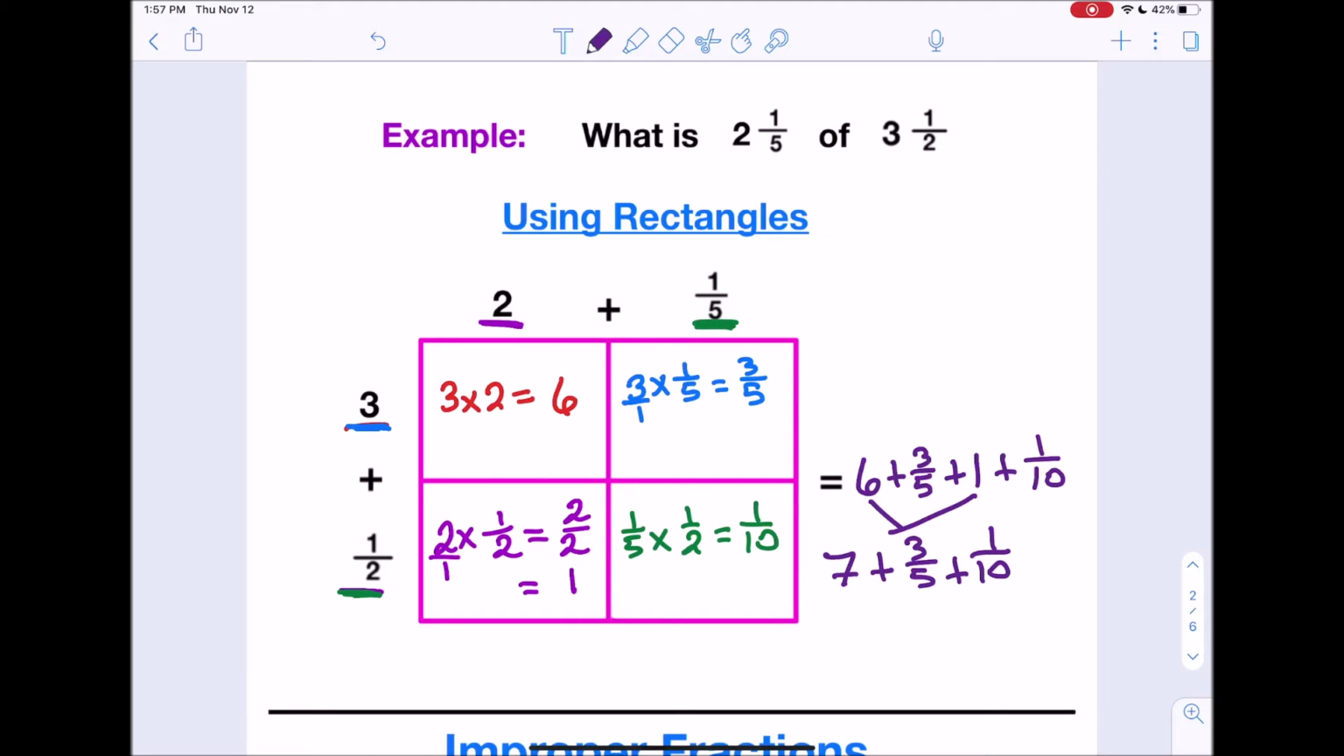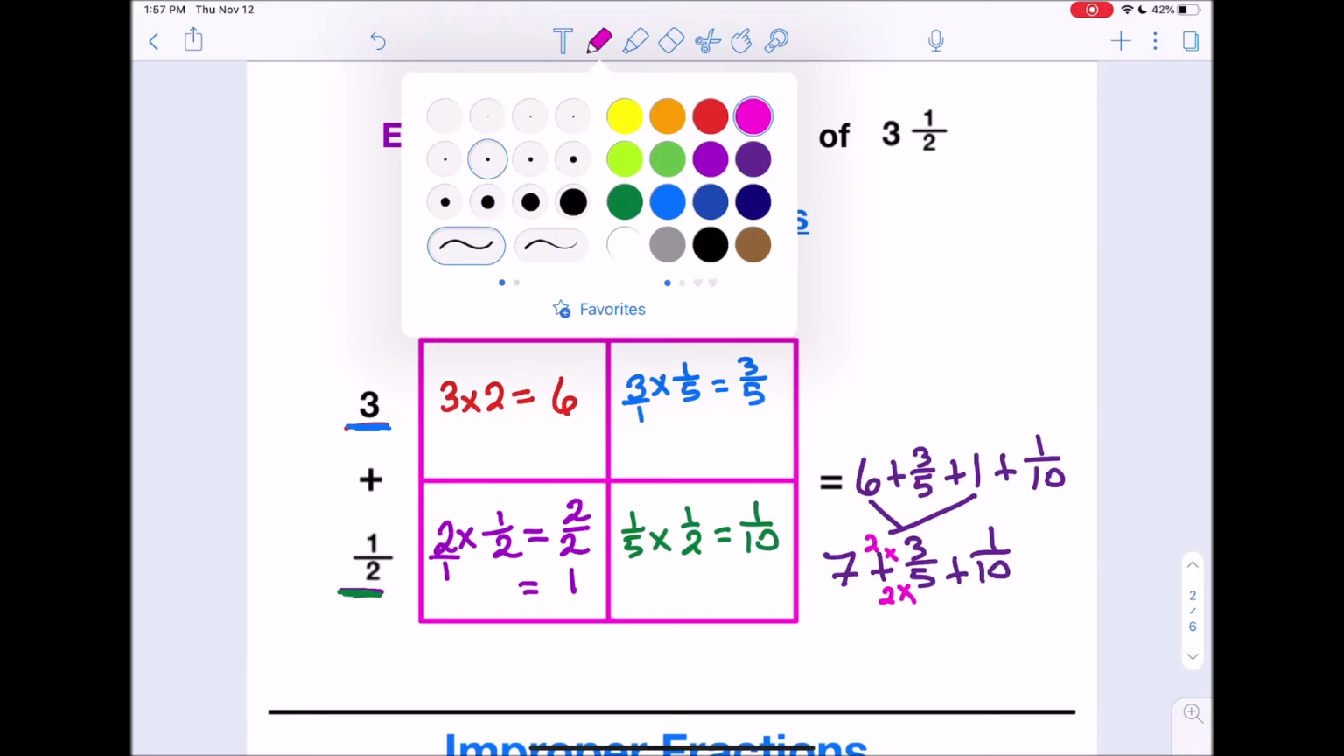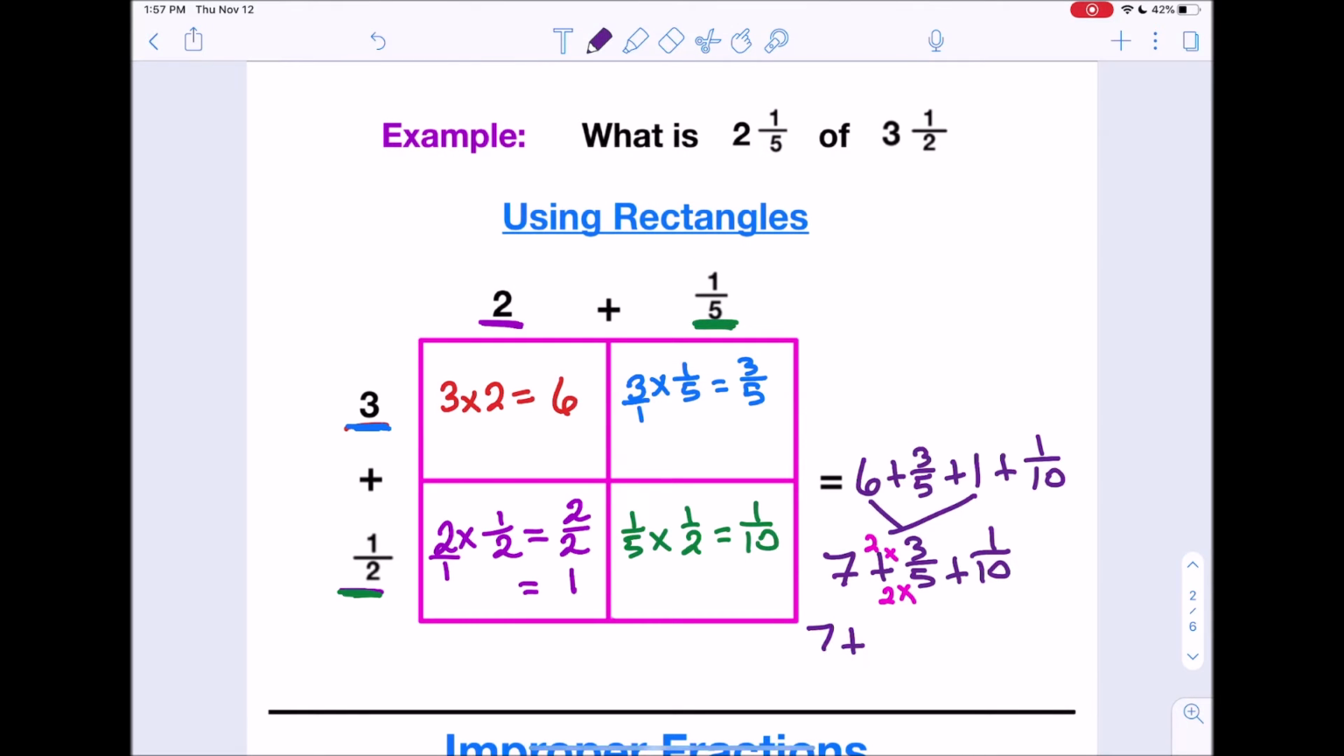Now, remember, in order to add fractions, we have to have a common denominator. And I can see that the 5 can become a 10 by multiplying by a giant 1 of 2. Okay, so it's going to change to 7 plus 6 over 10 plus 1 over 10, and we're going to end up with 7 and 7/10 as our answer. Because 7's a whole number, 6 plus 1 is 7, and the denominator is 10.